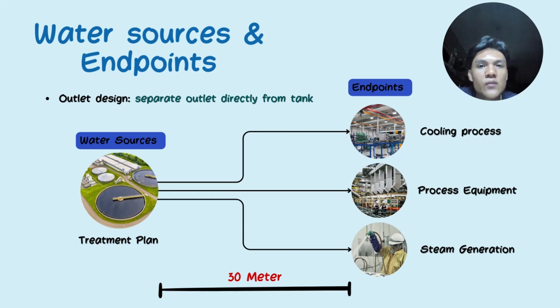Our water source is from a water treatment plant, and from the water treatment plant, it will be transferred to three endpoints, which are cooling process, process equipment, and steam generation. The distance between the water source and the endpoints is 30 meters. And our outlet design is we use separate outlets directly from the tank.